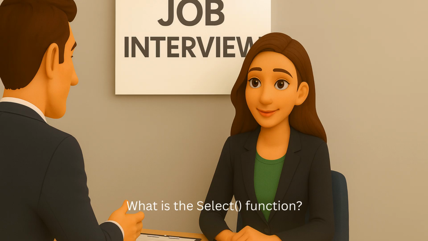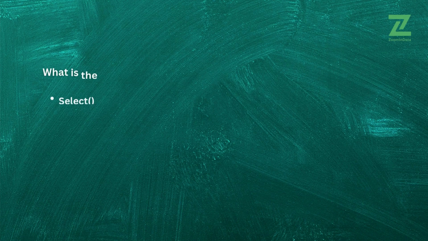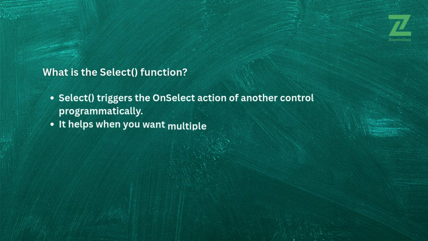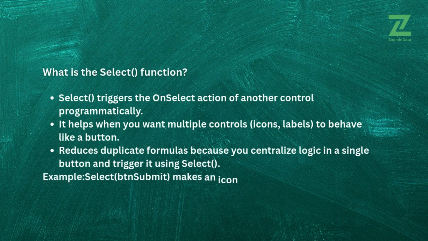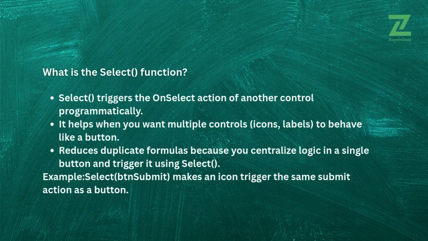What is the select function? Select triggers the on-select action of another control programmatically. It helps when you want multiple controls, icons, labels, to behave like a button. Reduces duplicate formulas because you centralize logic in a single button and trigger it using select. Example: select btn submit makes an icon trigger the same submit action as a button.